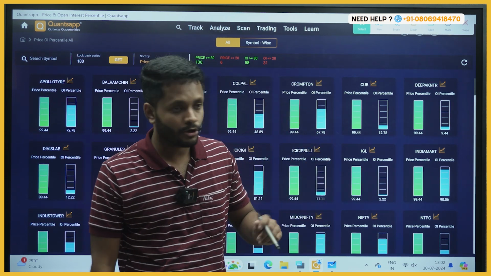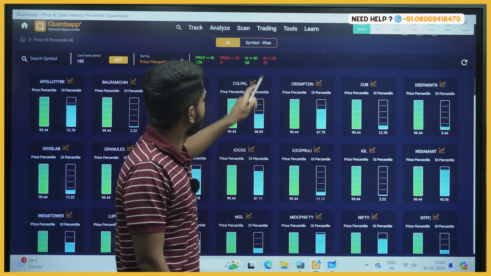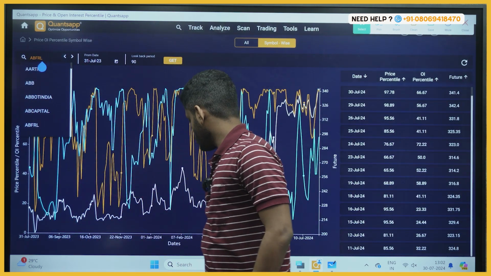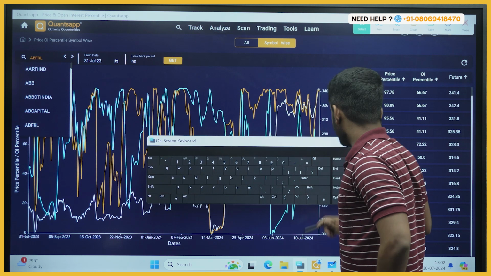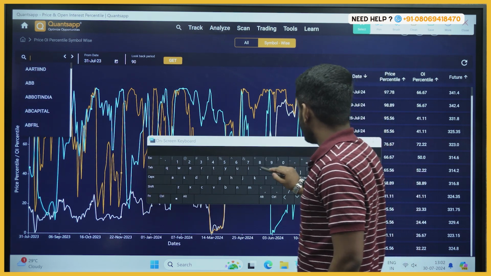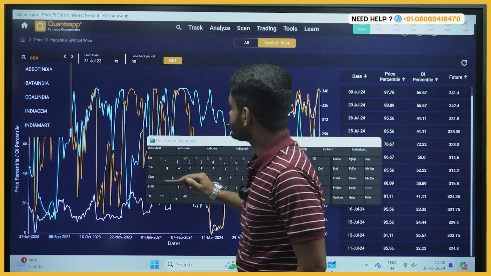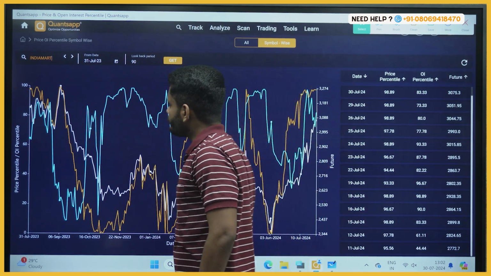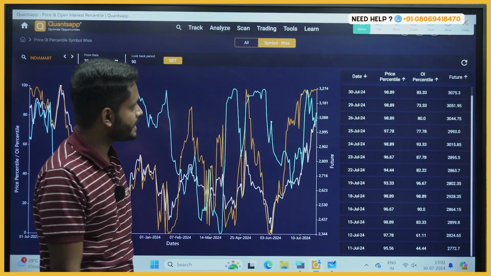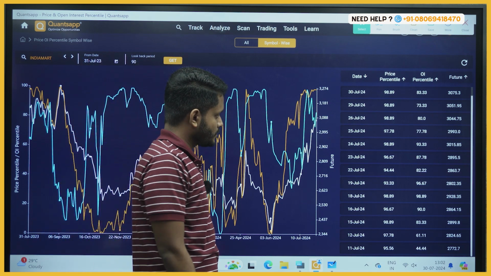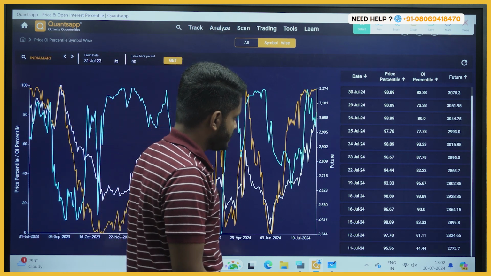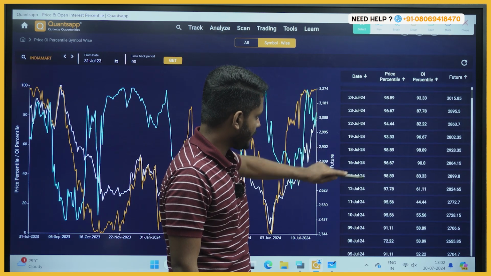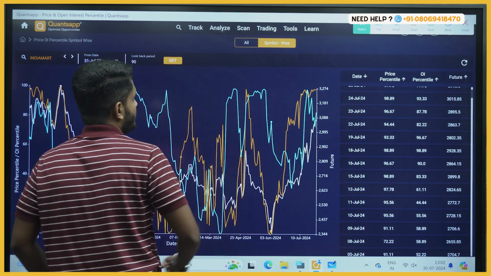So what you are supposed to do, to see whether you are on the right counter at the right time or not, is go to the symbol wise option. Here you can see an option, so just click on this and type IndiaMART. See, IndiaMART. Okay, so ignore this graph, and just focus on the right hand side tabular format. Okay, so let us go and check out.